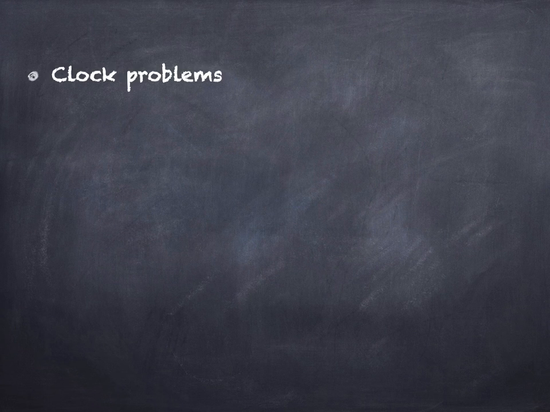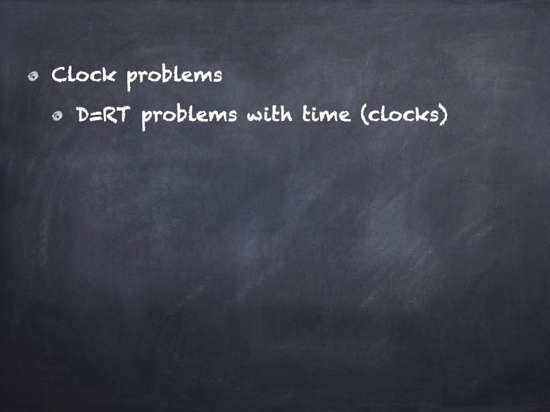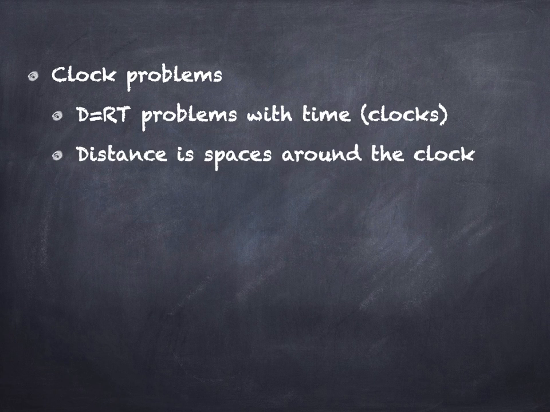Okay, clock problems are like dirt problems with clocks or with time. They're a little bit weird, but they really aren't hard. In fact, they're actually really easy in some ways. When you're doing distance, the distance is how many spaces around the clock the hands are moving. So it's like you have a big hand and a little hand. This is how they do the problem: big hand and little hand. I tend to want to do long and short, but they would do big and little.